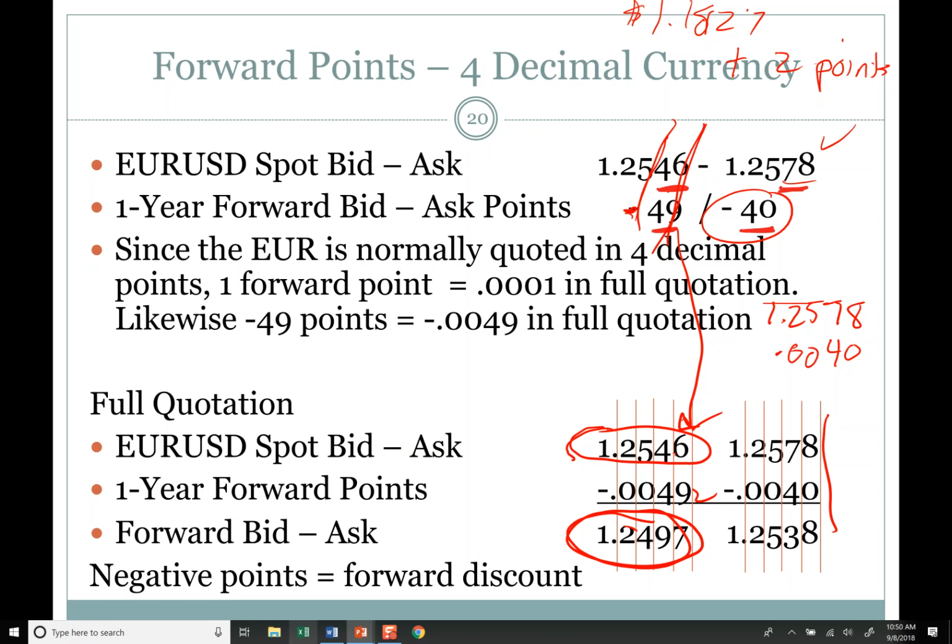That's how I do it. I've been doing it for a decade. I still do it that way. You just right justify the pips or points and fill in with zeros. So they're just talking about the last so many pips or points. I usually say points.